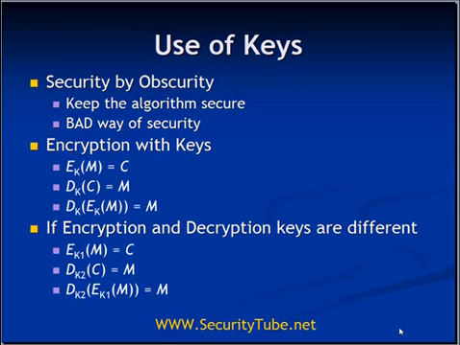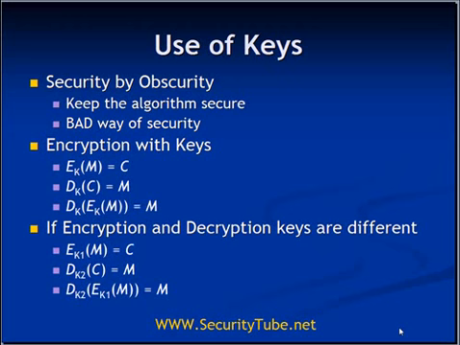So the best algorithms are always open algorithms, and all the secret sauce, all the secret, should lie in the key. So the key based algorithm working will be something like this: encryption with the key will happen as EK of M equal to C, or the ciphertext will be the encryption with the key K. Similarly, decryption will be DK of C, the ciphertext, equal to the original message M, or the overall function will be DK of EK of M equal to the original message M.